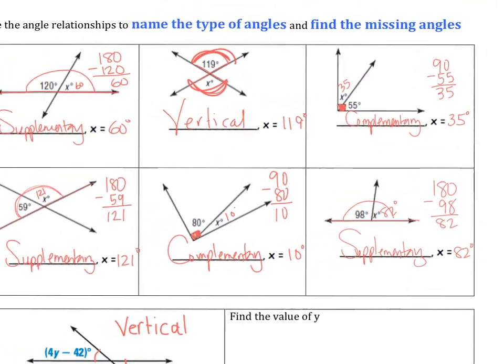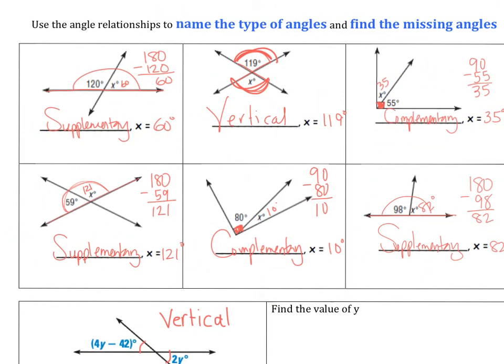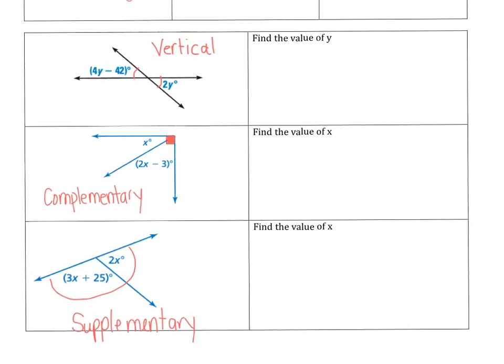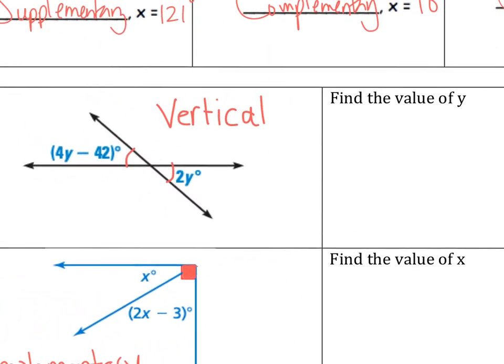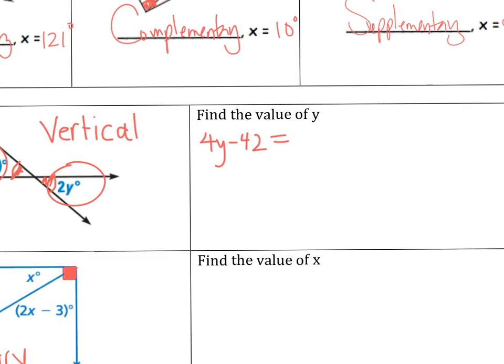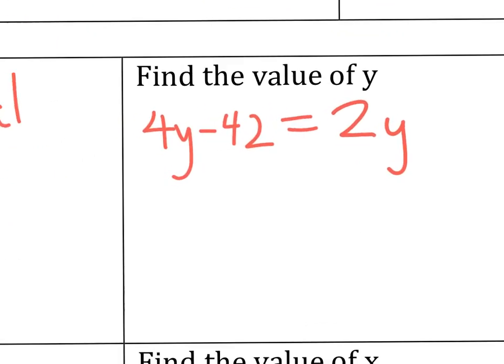Okay, so that's it for the first part. That's pretty basic. You're just finding the missing angle. Okay, so what we're going to do now is we're actually going to solve an equation based on our picture. So let's take a look at the first picture. I labeled for you that they're vertical, and I can tell this because they're across from each other. This is one angle that we're talking about, and here's the other one here. So I know that vertical angles are equal. So I'm going to take this piece, 4y minus 42, and set it equal to the other piece, which is 2y. So all I'm going to do here is solve for y.